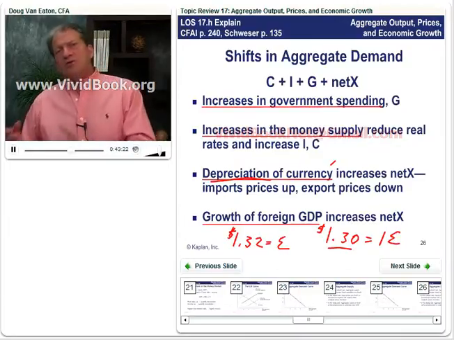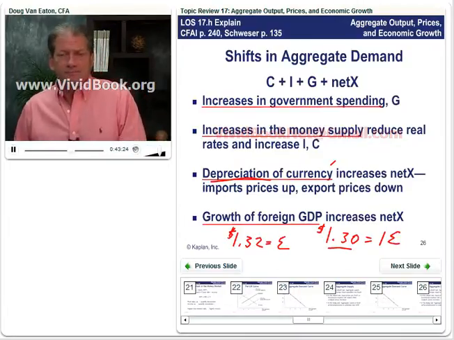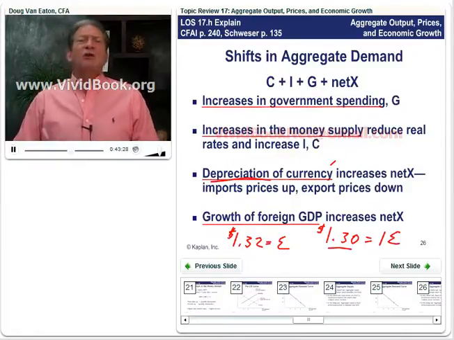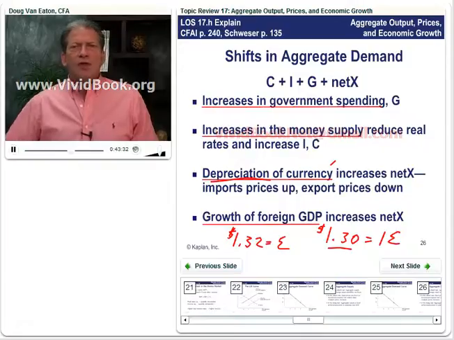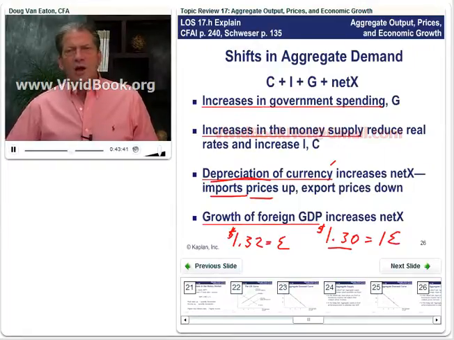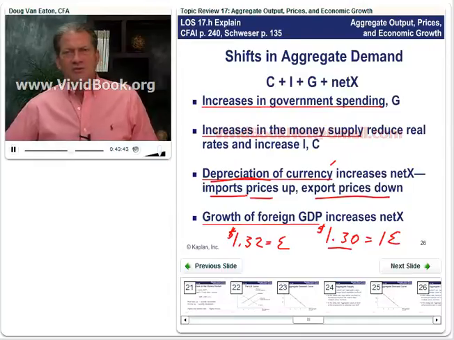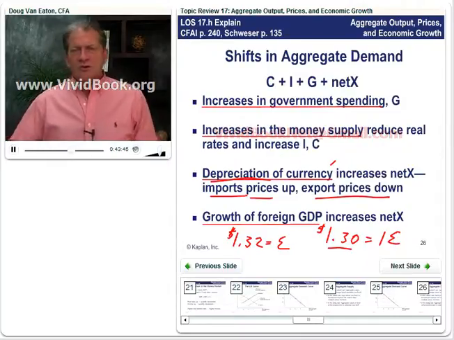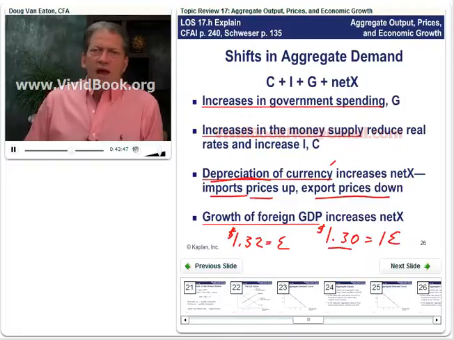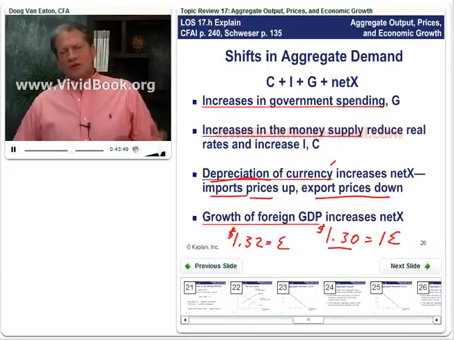But to consumers in Euroland or the Eurozone, US goods prices are now less in euros. So that's why we say with a depreciation of the currency, import prices for U.S. buyers are up, export prices to Eurozone consumers have gone down. And so that's going to change net exports.